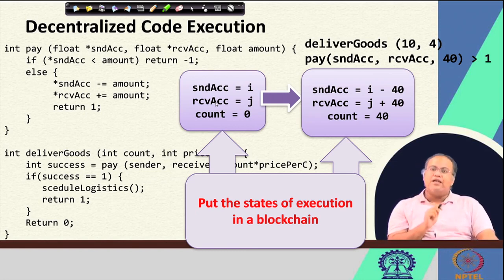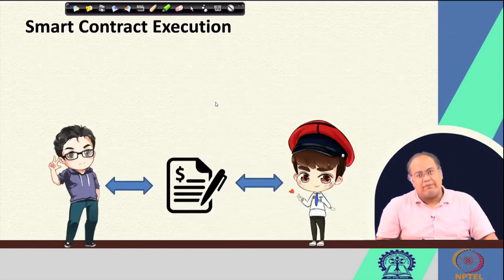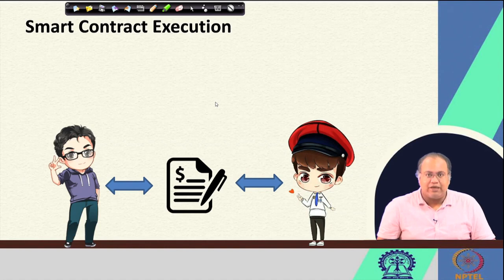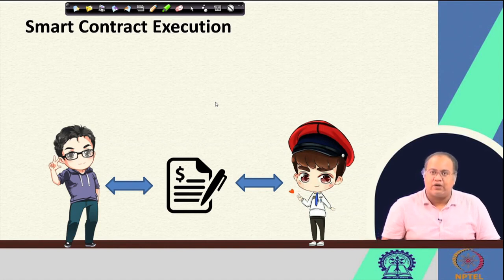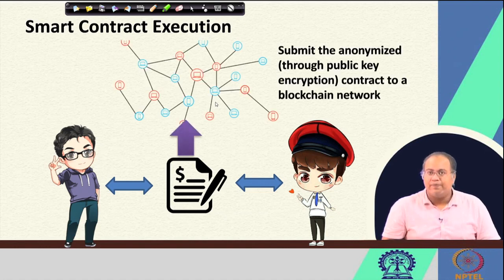Well, this kind of automated execution of code is termed a smart contract. So, let us see how this smart contract execution happens. In my earlier example, they prepare an offline contract. When the contract is prepared, now rather than submitting it to the central cloud server, you submit the contract in a blockchain. Well, you can also submit an anonymized version of the contract. That means you can use public key encryption. Later on we will see in detail how you can use public key encryption to submit the contract in the blockchain.